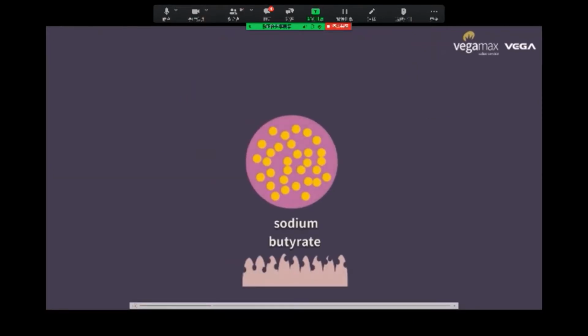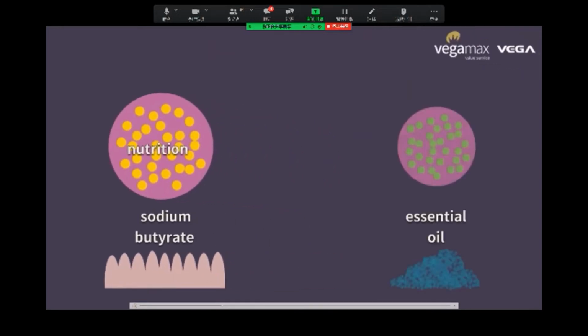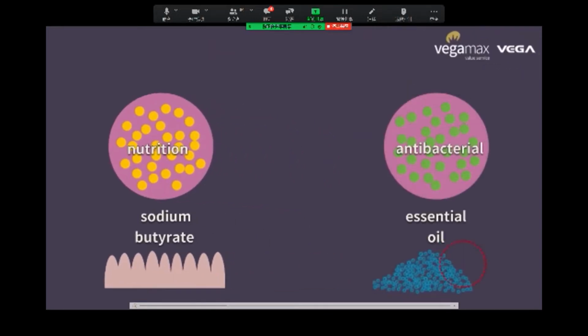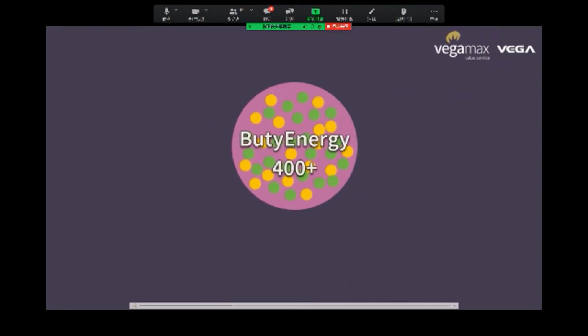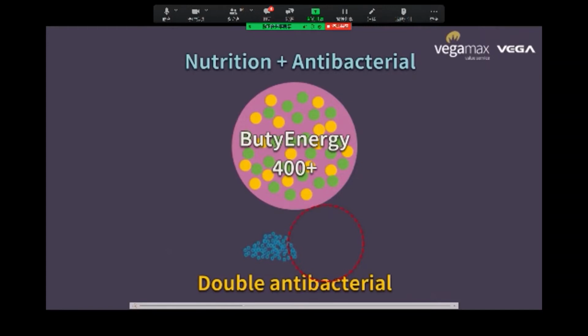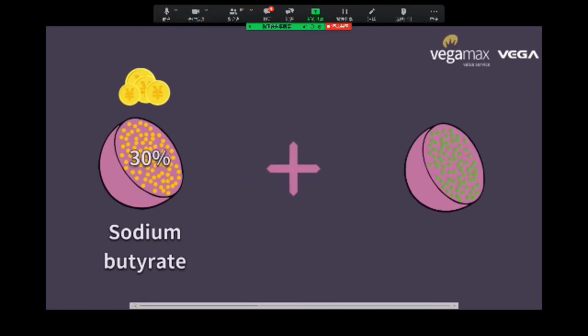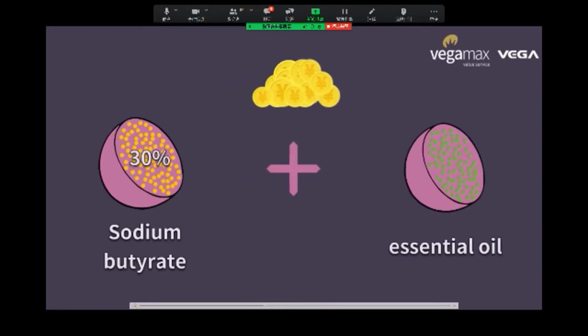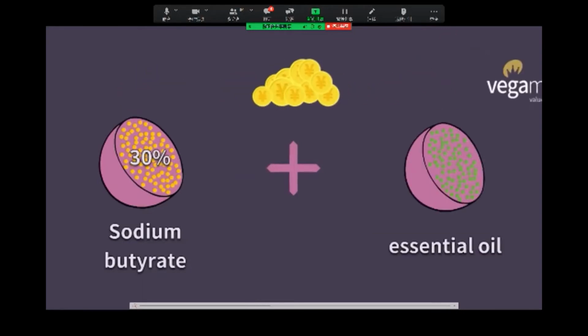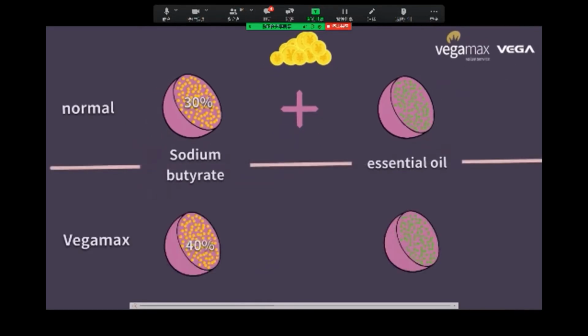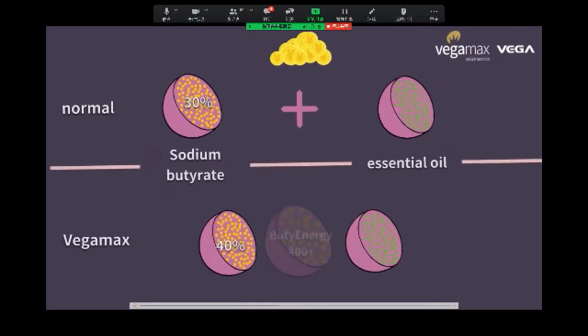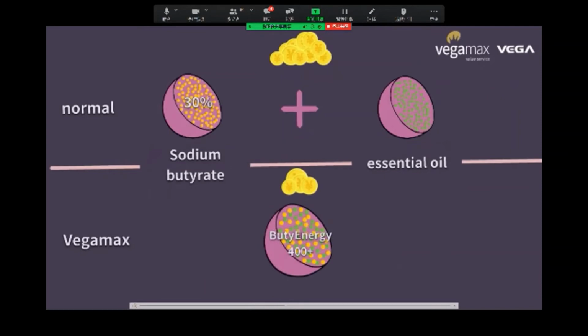Sodium pyrite nourishes the whole intestine by maintaining intestinal integrity, while essential oil shows a good antibacterial effect. Once combined, pyrite with essential oil not only exerts both effects but also doubles the antibacterial effect of the essential oil. Normally, many customers use single pyrite and single essential oil at the same time, which goes through twice production. P-Energy 400 Plus, containing both pyrite and essential oil in one product through one production, can lower production cost much.